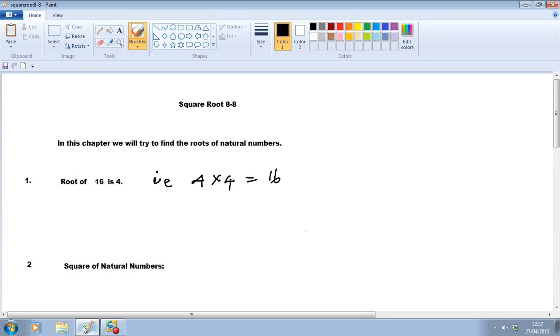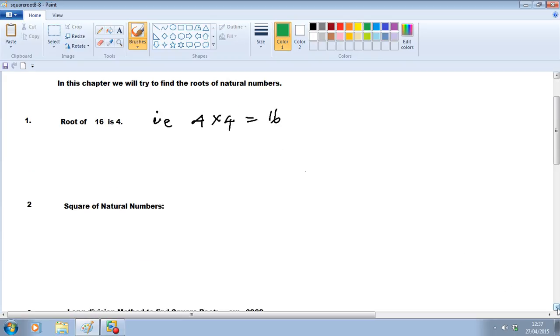Welcome to our first lesson in square root. So in this chapter, we'll try to find the roots of natural numbers. So what do you mean by root of a number?